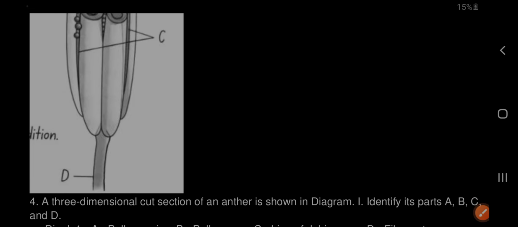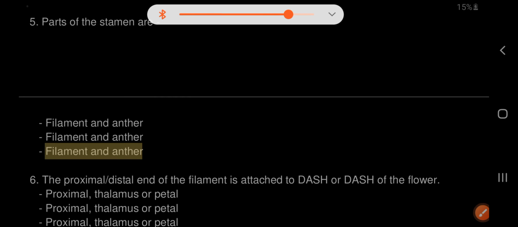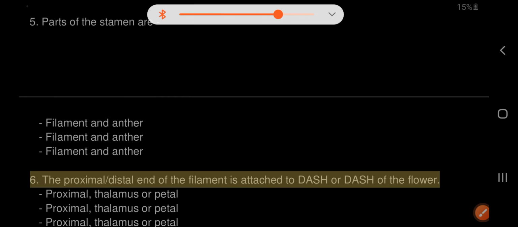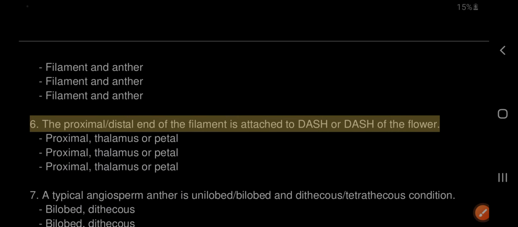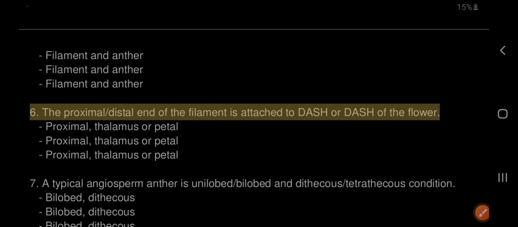5. Parts of the stamen are filament and anther. 6. The proximal end of the filament is attached to the thalamus or petal of the flower.